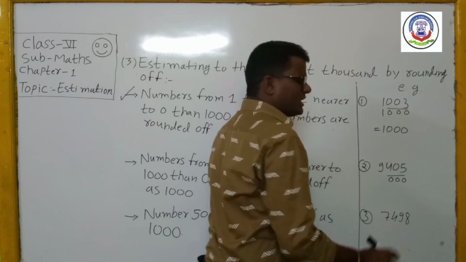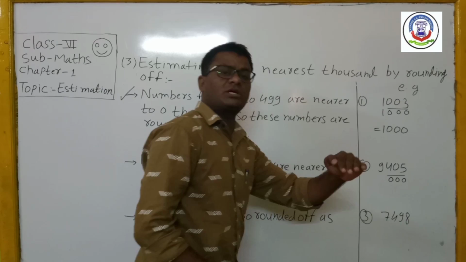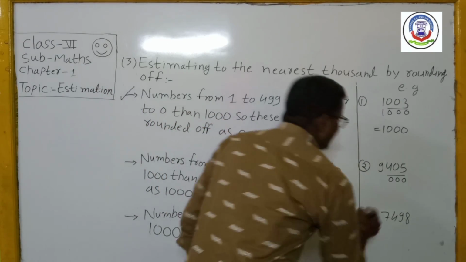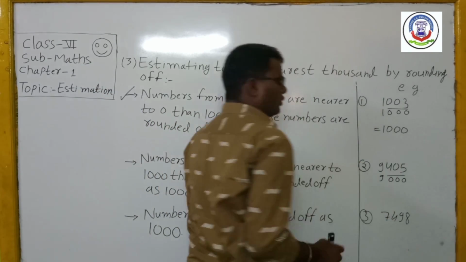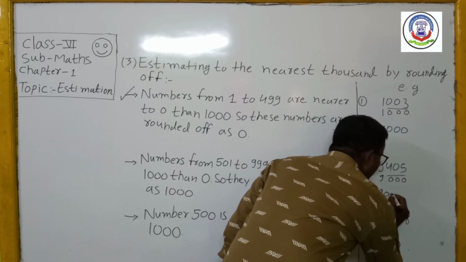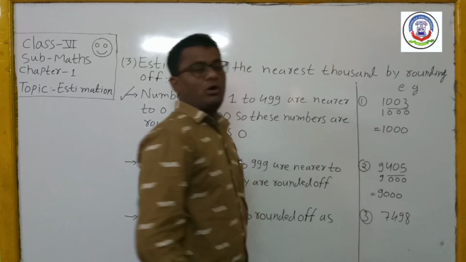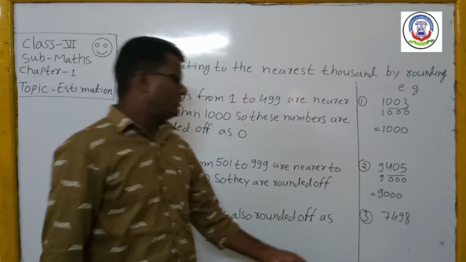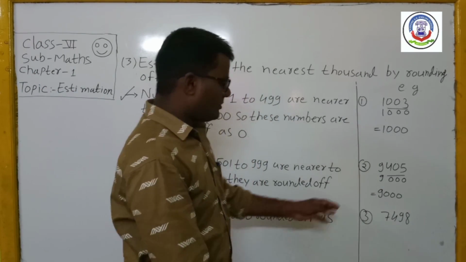Now no change in the 1000 place digit, so I write 9 as it is. So the required rounded off number is 9000. Okay students, now we'll move to another example.